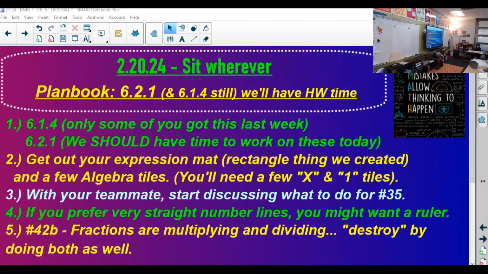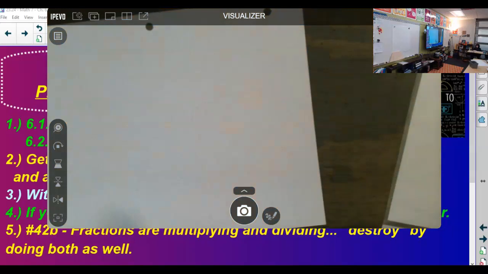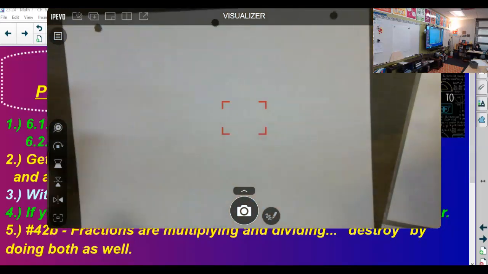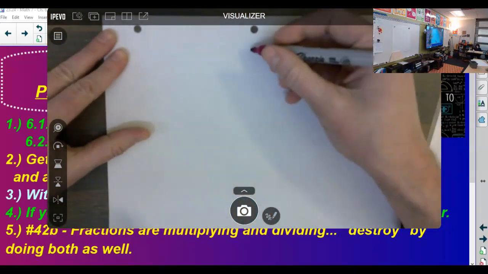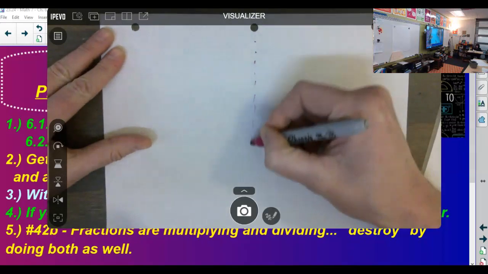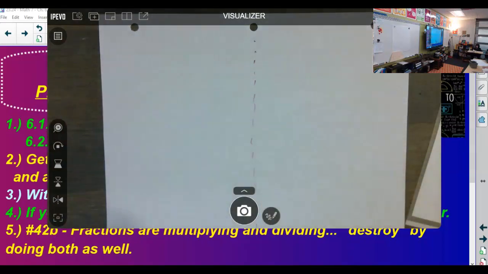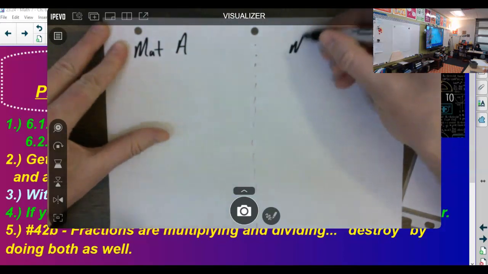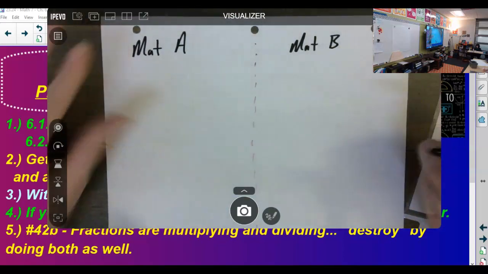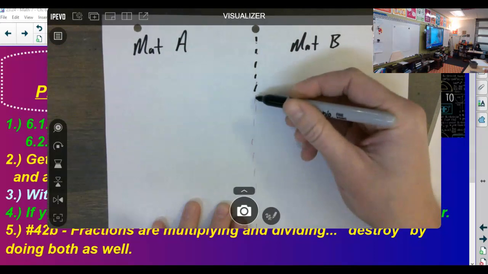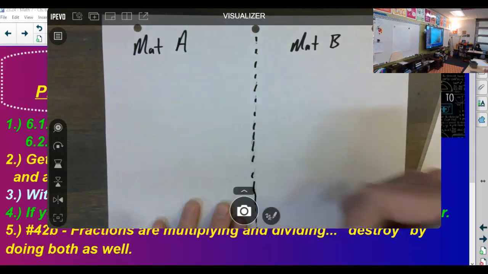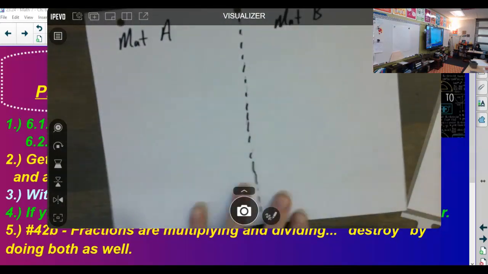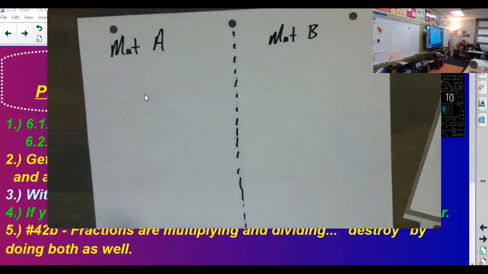All right, I would very much like to give you homework time today, so I would love to move kind of quickly if we can. So if you need to redraw your expression, Matt, essentially all you really need is a line down the middle. A Sharpie that works would help. And we have Matt A and Matt B. And all we really care is that there's some line down the middle, because what we say about that dividing line down the middle is going to keep changing as we approach different problems.